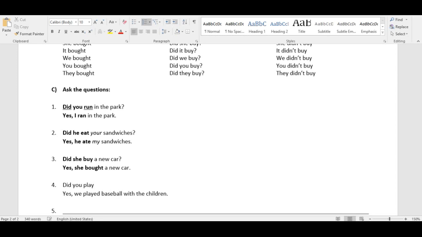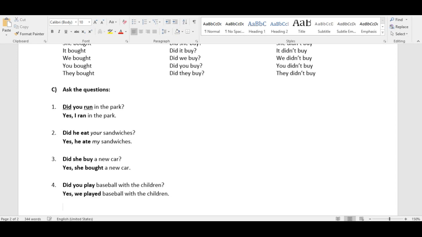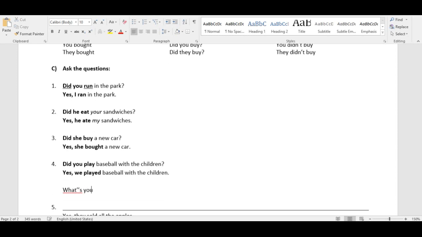Did you play baseball with the children? Baseball is super cool. Did you play baseball with the children? Yes, we played baseball with the children. What's your favorite sport? Do you have one?